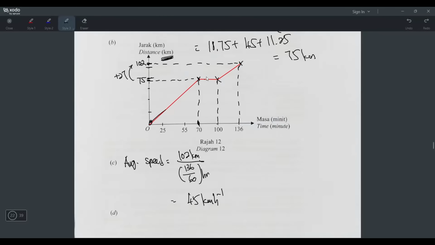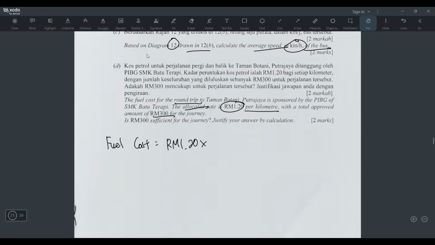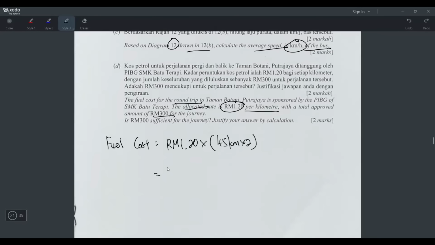45 is pergi sahaja. Later you go there, you have to balik to the SMK, right? And when you balik, the distance will definitely be the same also. So they already said round trip, pergi dan balik. So it should be 45 km times 2. And that gives you 90 km. So to find the total fuel cost pergi dan balik, you have to take 90 km and then times 1.20. Okay, this one is RM 1.20 per hour. I forgot about this. Yeah, per km.